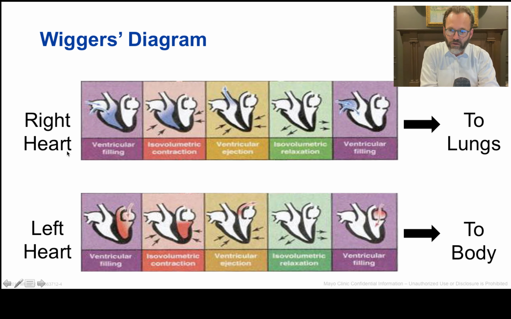And so again, things go into the right heart from the systemic circulation, out of the right heart to the lungs, from the lungs to the left heart, and then out of the left heart to the body.